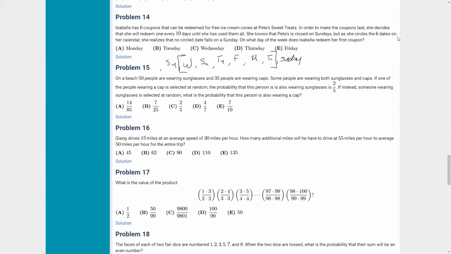We don't want a Sunday. So what that means is that the 6 days that she circled are in between the 2 Sundays that she wants to avoid, letting us know that the first circle is on a Wednesday. So the answer for problem number 14 is C, Wednesday.